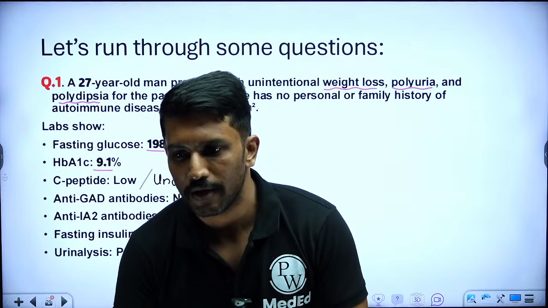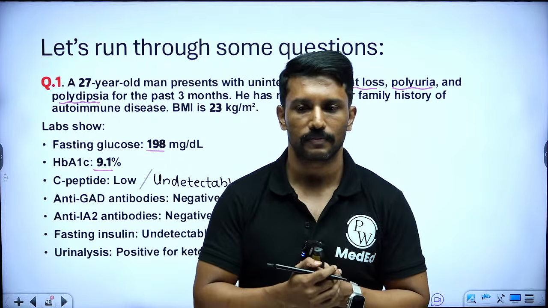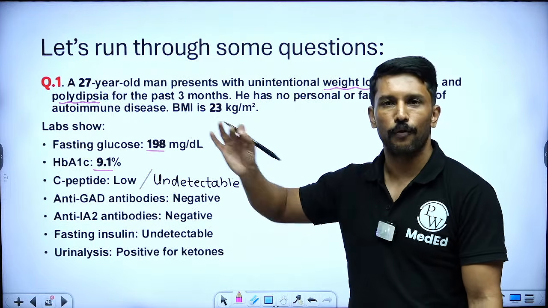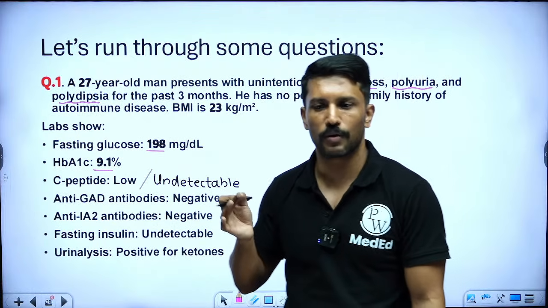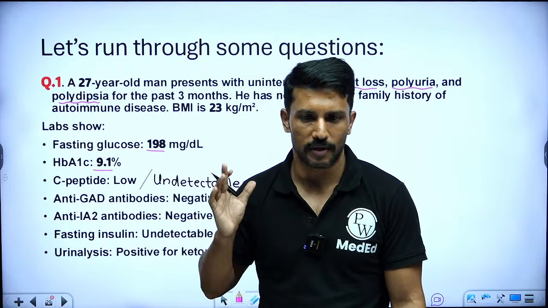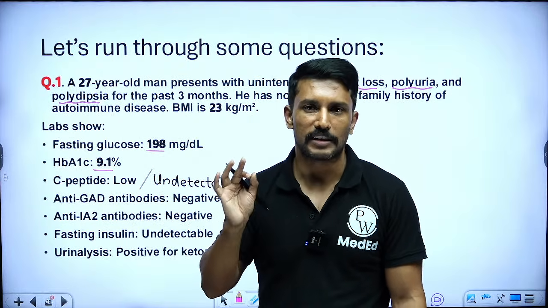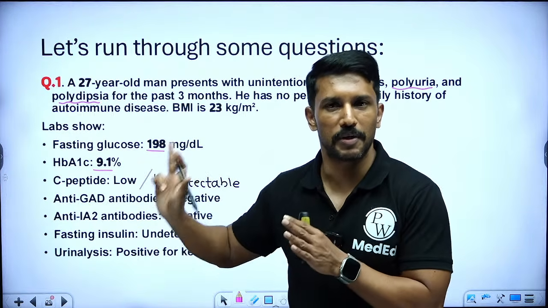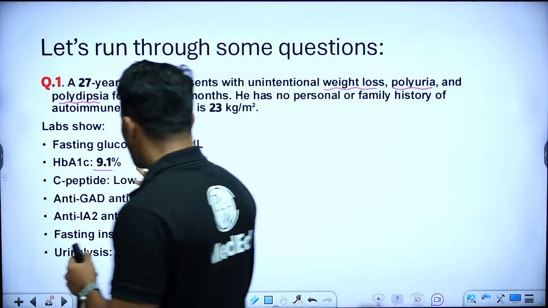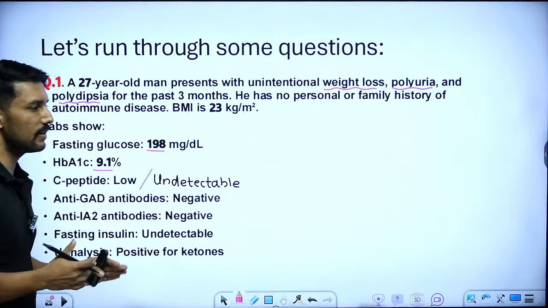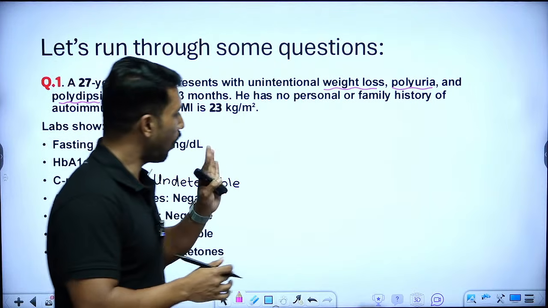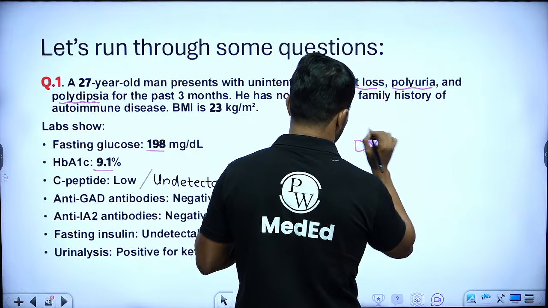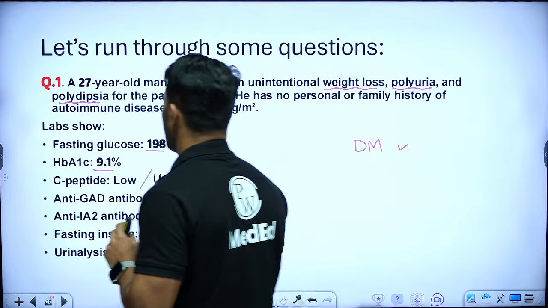Is he diabetic or not? Now you know the criteria, right? What is the diagnostic criteria for diabetes? Fasting plasma glucose value of more than or equal to 126 milligrams per deciliter. Here it is yes. HbA1c of more than or equal to 6.5%. Here it is yes. So that means this patient is diabetic. Now from the rest of the information, I have to diagnose whether it is type 2, type 1, MODY or something else, right? So he is diabetic for sure. Diabetic diagnostic criteria is satisfied.